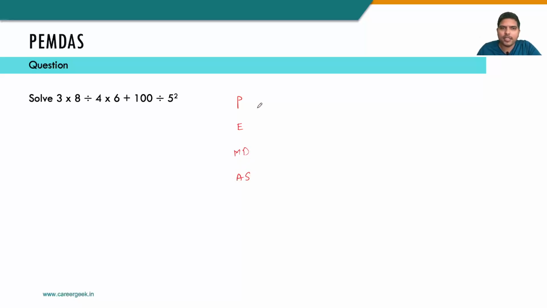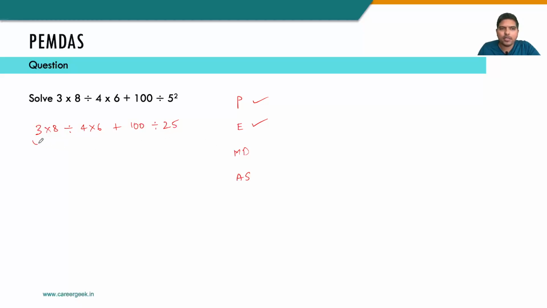Okay, so let us start. There is no parenthesis, so we'll take this. This is done. Next, we have exponent. So we'll solve for exponent. This is 25, 5 square. So exponent is done. So we can see multiplications and divisions.